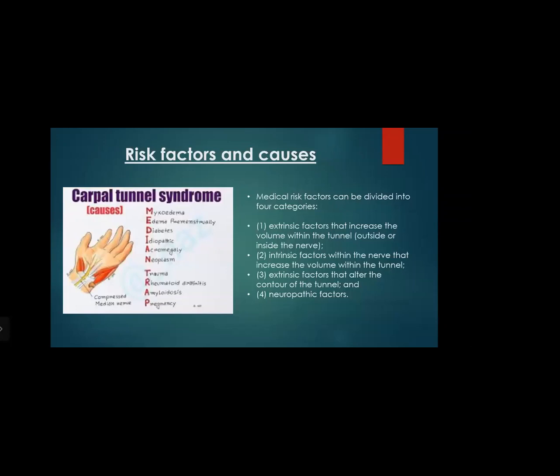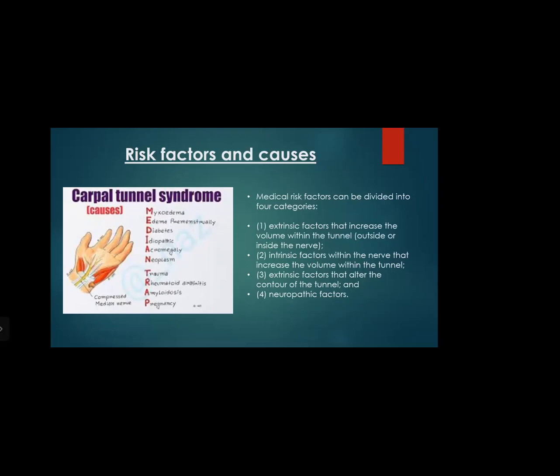The causes of carpal tunnel syndrome are abbreviated by MEDIAN TRAP. So M means mixed connective tissue disease, then E refers to edema, then D is diabetes, then I may be idiopathic, A is for acromegaly, and N is for neoplasm, and T is for trauma, R is for rheumatoid arthritis, A is for amyloidosis, and P is for pregnancy. So this is the abbreviation MEDIAN TRAP, for the causes of carpal tunnel syndrome.